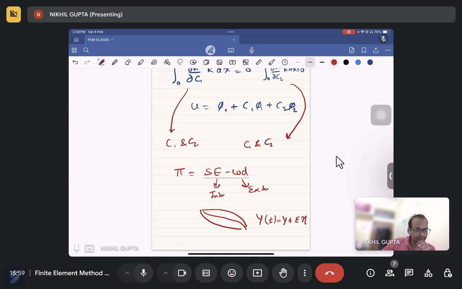Yes, so here I don't understand. This eta is an arbitrary curve, going ahead, arbitrary. And epsilon we take as anything, some scalar value.